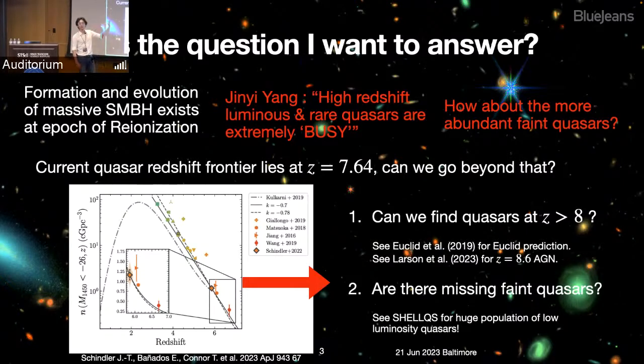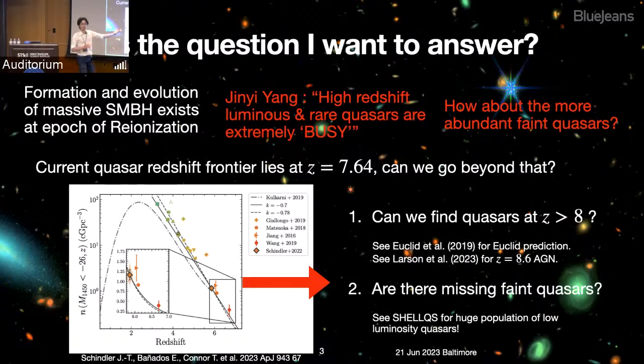So the first question that immediately arises is, can we ever find any quasars at redshift above 8? And if yes, how do we find them? There is already Euclid prediction work on searching for luminous, bright quasars at redshift 8. There is also a recent paper by Rebecca Larson on finding possible redshift 8.6 AGNs. So there seem to be some quasars that we can possibly find at redshift 8.